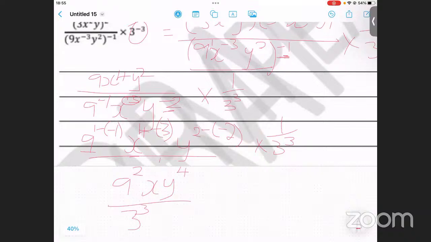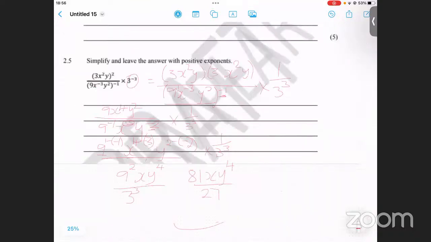And now, let's see, what is 9 to the power of 2? Is it 81? I think it's 81. I'm not sure. Is it 81, guys? Yes, ma'am, it's 81. So that means we're going to have 81 x y to the power of 4 divided by, what is 3 to the power of 3? It's 27.